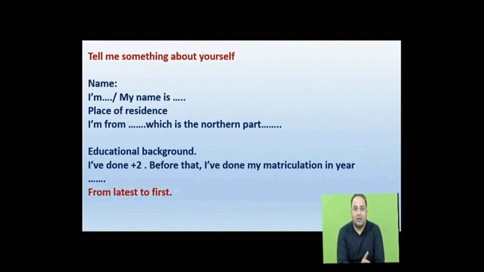Your name. Okay, I am, or my name is. If somebody asks me, tell me something about yourself, I am Deepak, or my name is Deepak. This is sufficient. Then you can add your place of residence: I am from Amritsar. If you want to go for an extended sentence: I am from Amritsar, which is the northern part of Punjab, or northern part of India. Clear? So two things that you have already included: one is your name, second is your place of residence. And listen to me, it is very important, why? Because it's going with you for your entire life. In your whole life, a person doesn't learn to give an introduction properly.